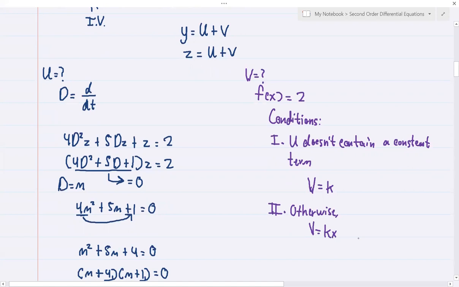Okay, you guys get what I mean? For your first condition, if your u does not contain a constant term, then v is equal to k.